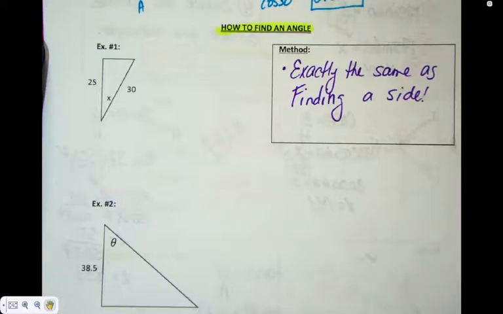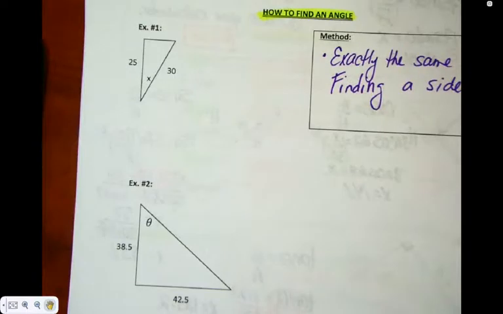How many steps were there yesterday? 5. Did they change? Were there any exceptions? No, exactly the exact same 5 steps. What was step number 1 yesterday? Name the side. Same thing as today.